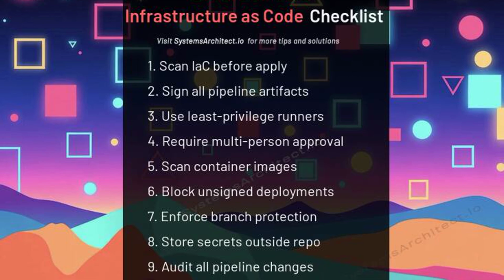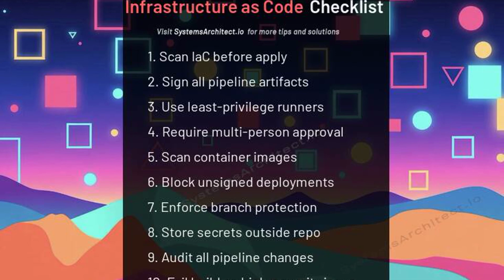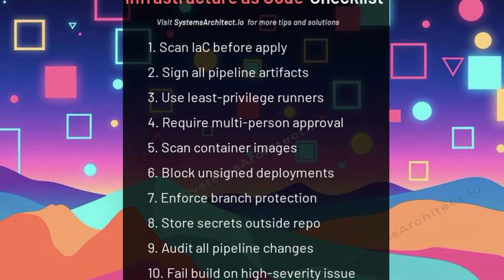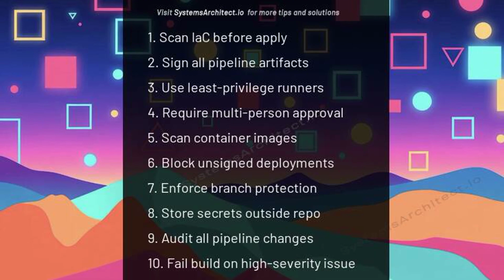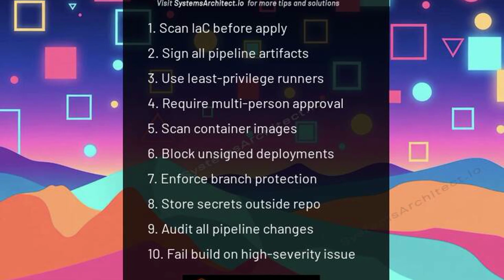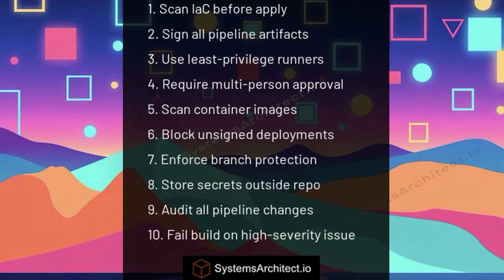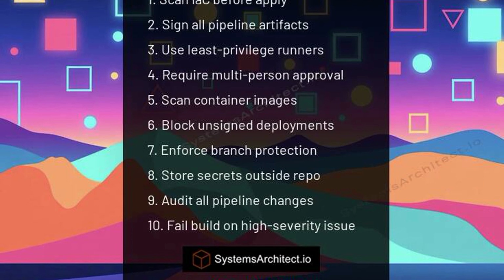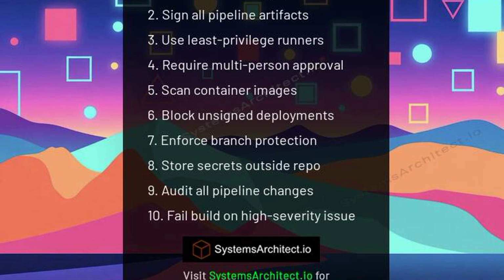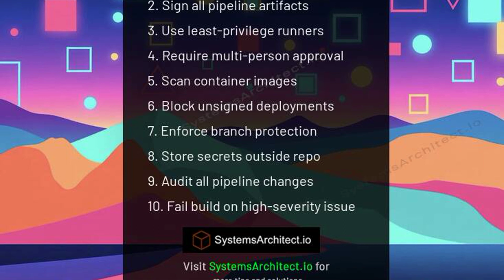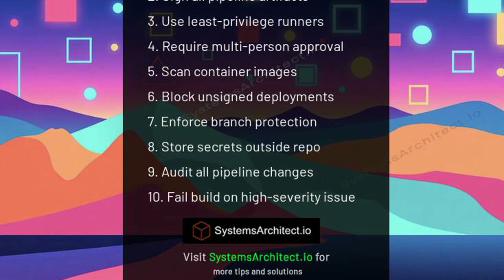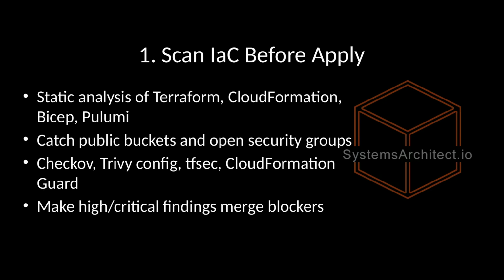1. Scan IaC before apply. 2. Sign all pipeline artifacts. 3. Use least privilege runners. 4. Require multi-person approval. 5. Scan container images. 6. Block unsigned deployments. 7. Enforce branch protection. 8. Store secrets outside the repo. 9. Audit all pipeline changes. 10. Fail the build on high severity issues.